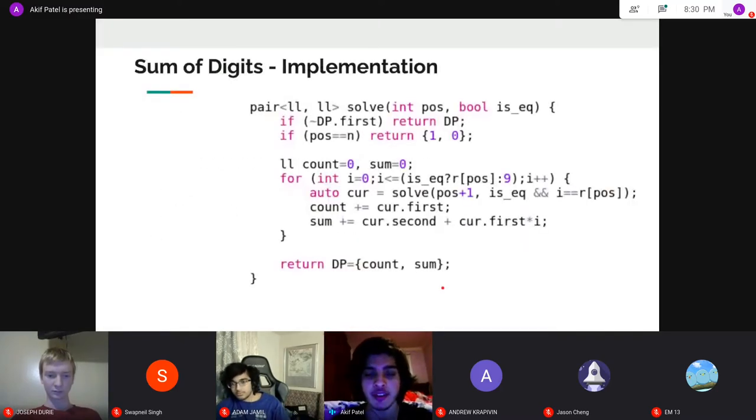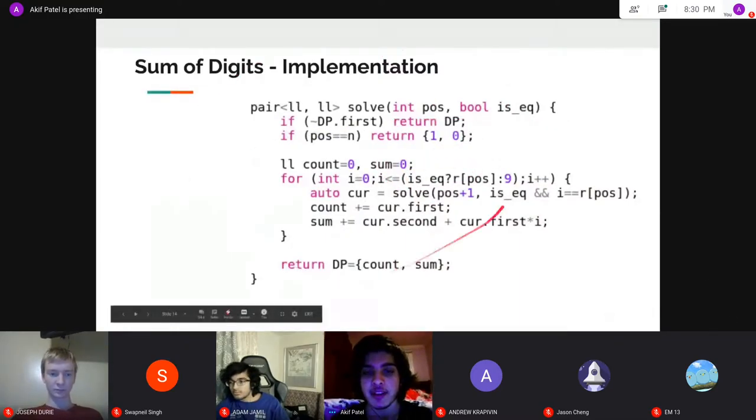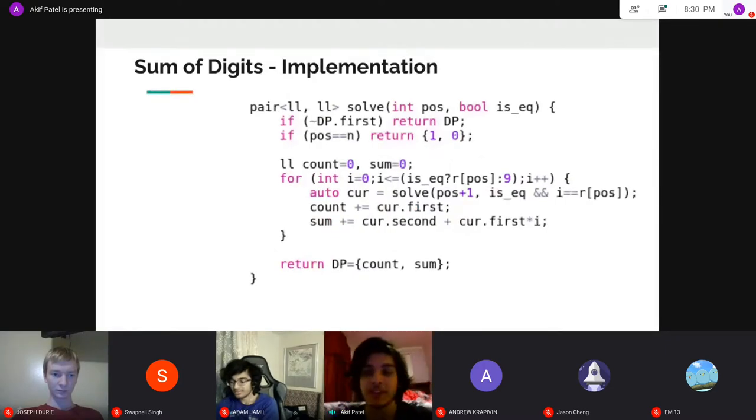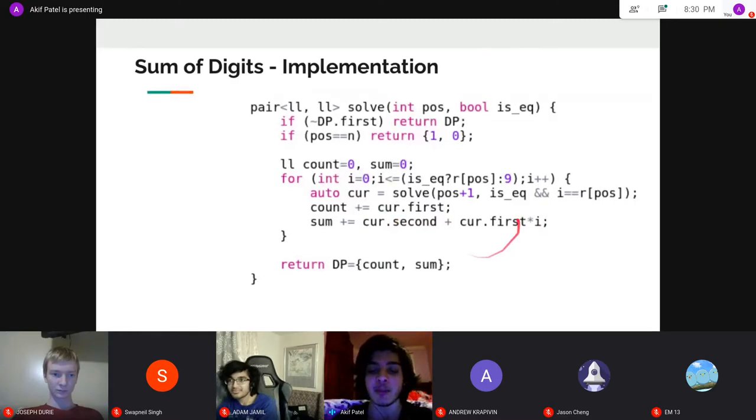So let me show you the actual code for this. It looks almost exactly like the example problem, except we return a pair instead of a single value. The pair here represents count for the first value, and the second is the sum. At the end, we have no digits, so sum is zero and count is just one, because we have one number like that. Then when we're updating, we're updating count and sum. Count just plus equals a count. And sum plus equals a sum that is contributed from all the suffixes, plus the current digit times how many of our numbers will be in the suffix.